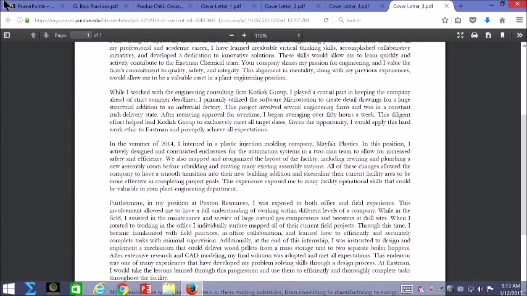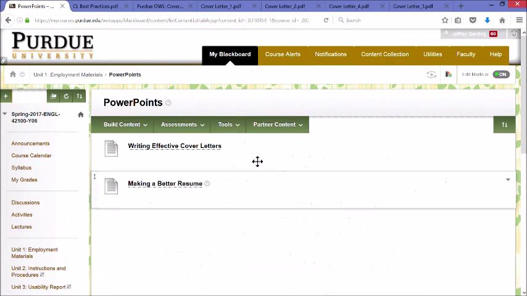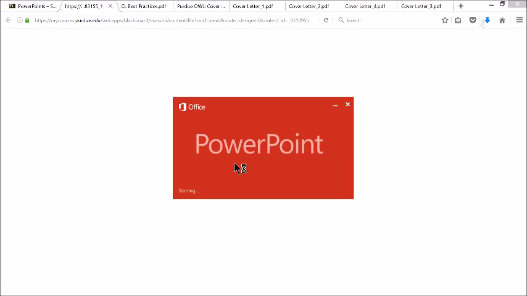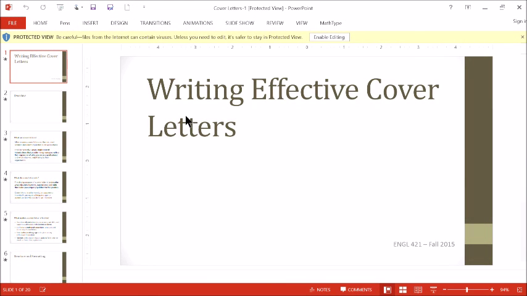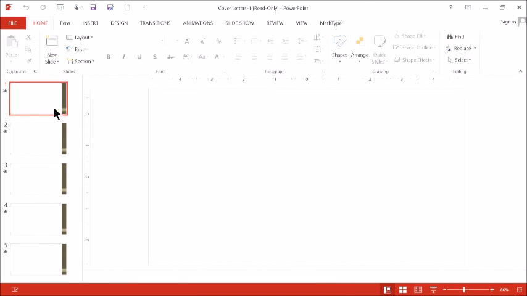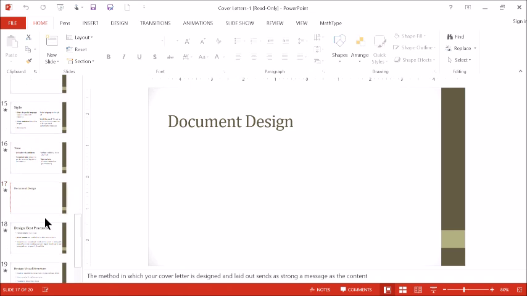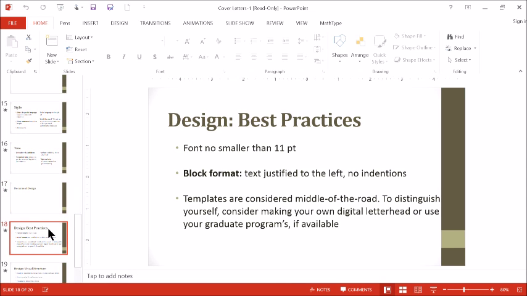Returning to the PowerPoint presentation really quickly, I want to go over a couple conventions of cover letters. So if you skip ahead to pages 18 and 19, talking about document design, some best practices. First, you want font no smaller than 11 point.